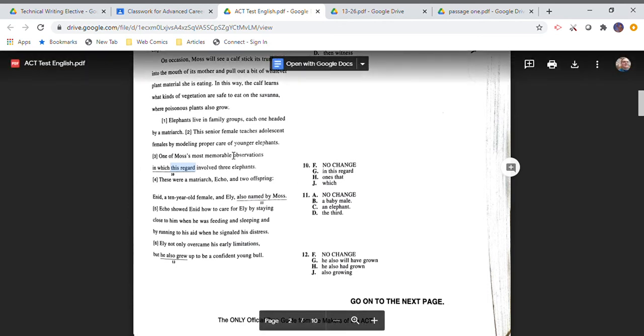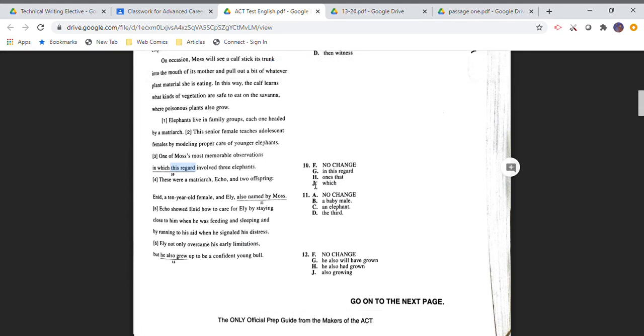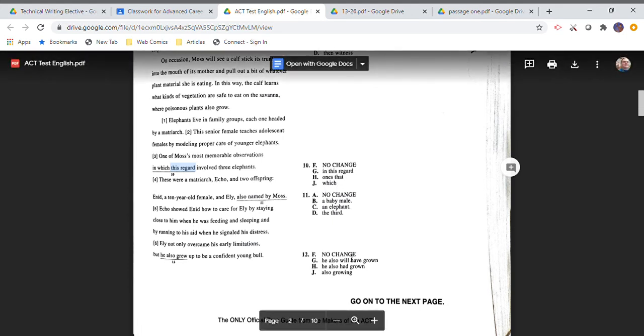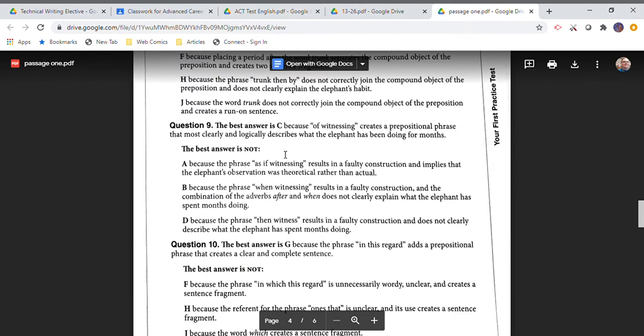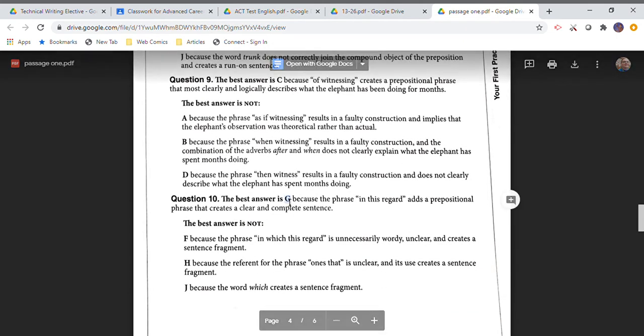One of Moss's most memorable observations, which involved 3 elephants, would be the beginning of a sentence and would require a comma after "elephants" and another phrase. One of Moss's most memorable observations, which involved 3 elephants, was, you see, that would require a whole other thing. So we're going to go with "in this regard." G. Number 10, G. Yep, we're good. "In this regard" adds a prepositional phrase that creates a clear and complete sentence.